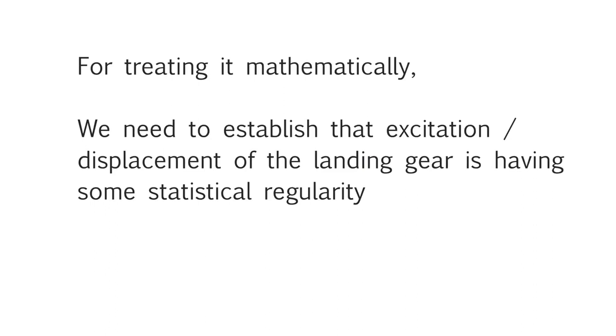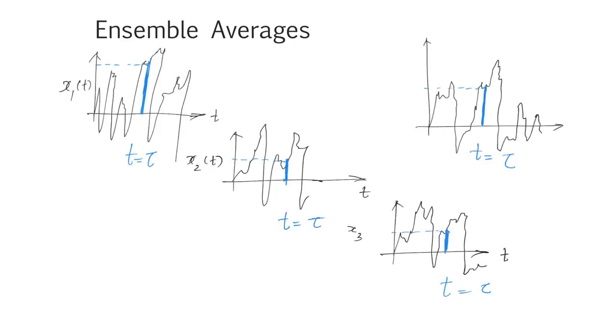So we saw that excitation is a random process. For treating it mathematically, we need to establish that the excitation, or the displacement of the landing gear in this particular example, has some kind of statistical regularity. For ensuring that, we need to compute some averages over these N sample functions. The first average I'm going to talk about is the ensemble average. The first ensemble average is just a mean.